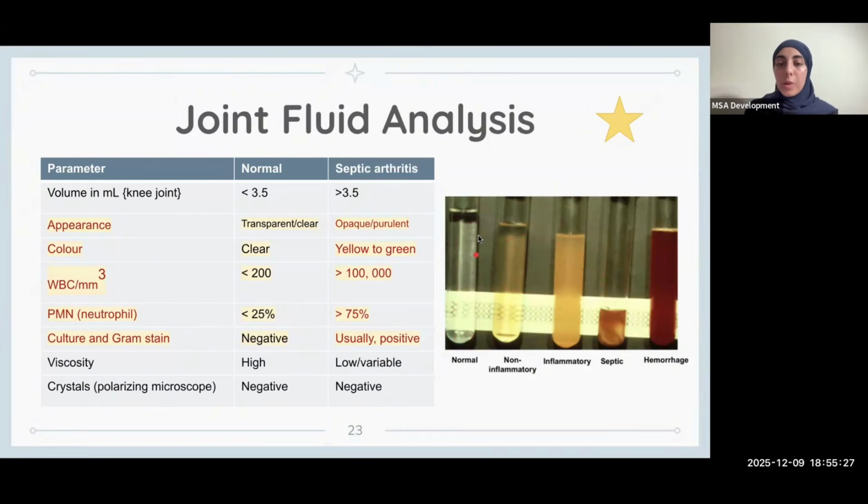It's very clear and transparent. And then if you look at the one with septic arthritis, you're going to notice some pus inside. Look at this. It looks like there's pus and it doesn't look very healthy. So with this pus and this opaque appearance, you can see the paper behind here, but here you cannot. It's not transparent anymore. This is suspicious for septic arthritis.